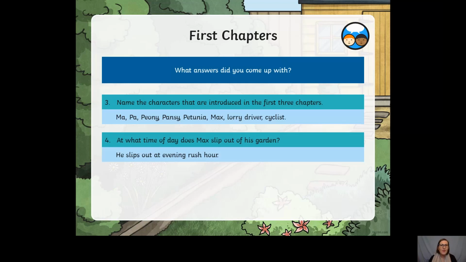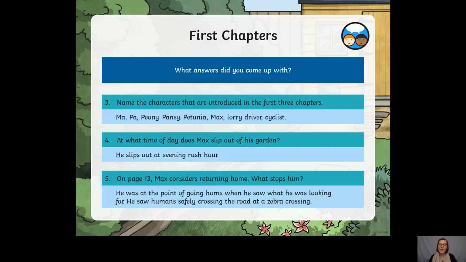Now, at what time of day does Max slip out of his garden? He left his garden at the evening rush hour. And the rush hour is the time in the evening when everybody is rushing to get home after work. So it's a very busy time.